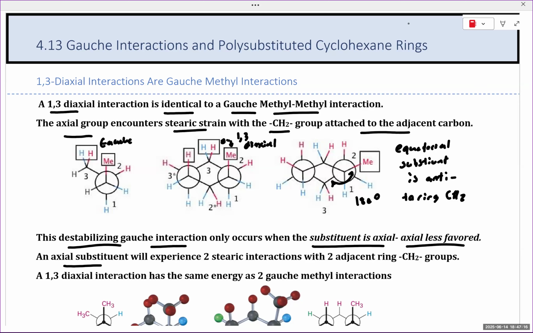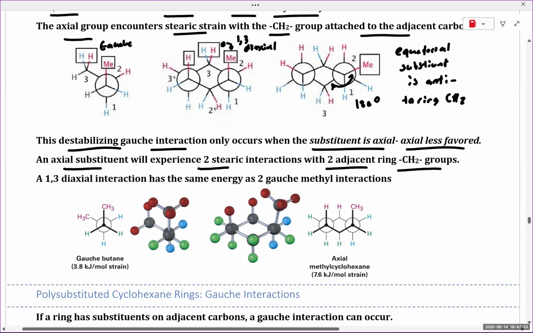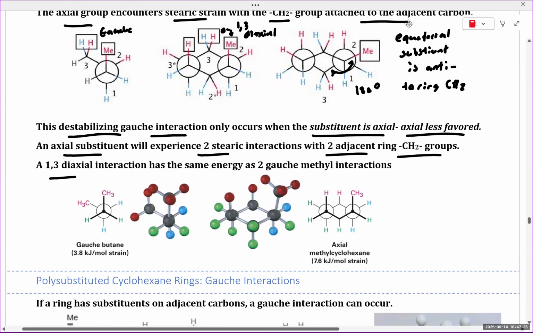An axial substituent will experience two steric interactions with the two adjacent ring methylene groups. And that's why a 1,3 diaxial interaction has the same energy as two Gauche methyl interactions.